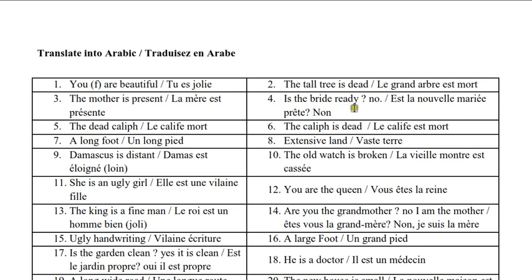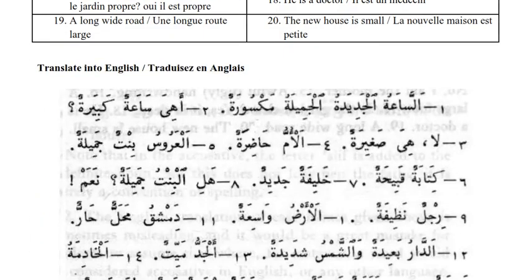Halil arusu. Ready. Ready is hadirun. Bride is feminine. Hadirun must be in accordance to the bride. The bride is feminine. Hadirun should be hadiratun. Is the bride ready? We say halil arusu hadiratun. No. La. Okay, so you have to do the rest. Now let's move on to the next work, translating to English language.